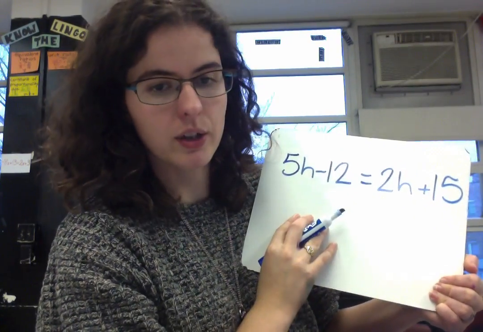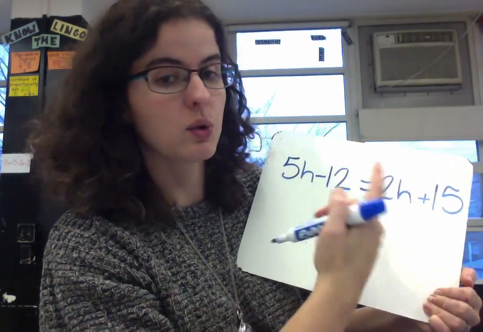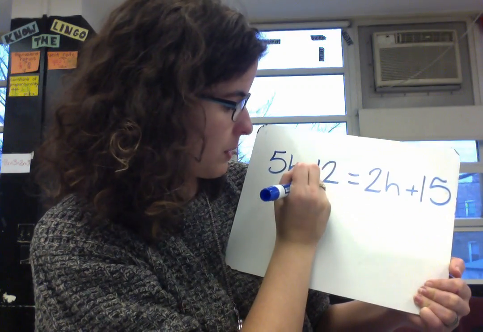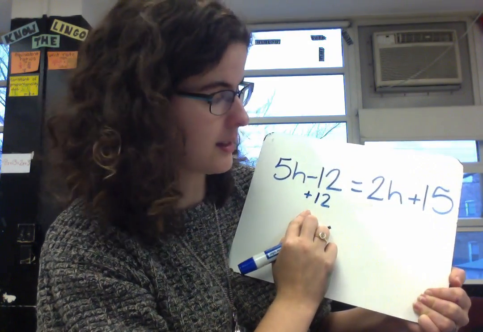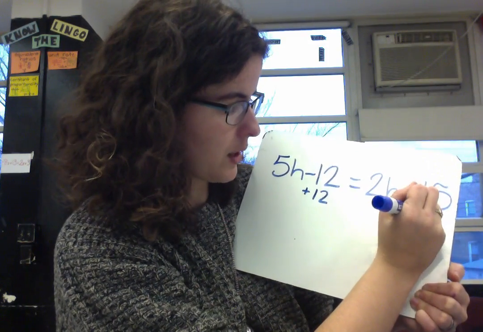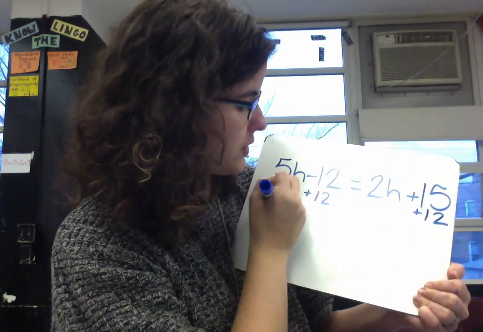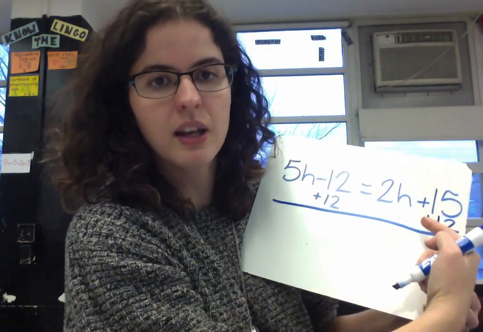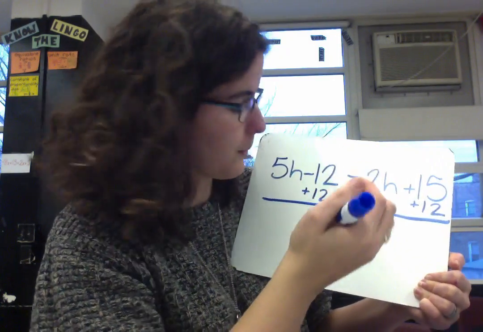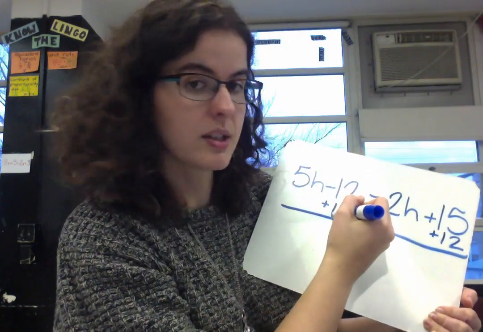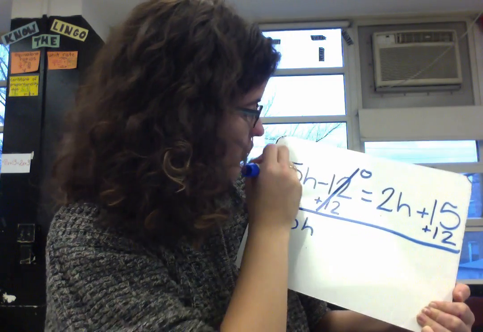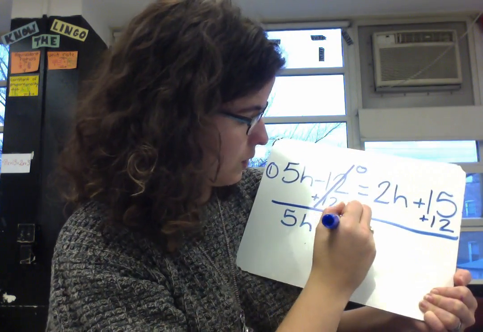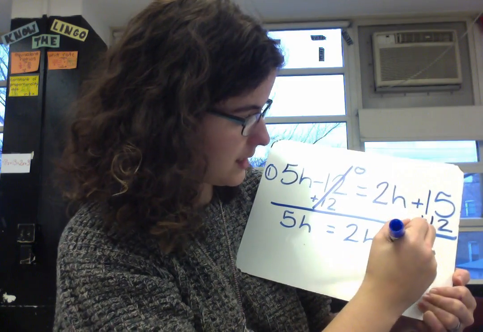So I've got my equation. The first thing we're going to do is add 12 to both sides. So I'm going to put that under this 12 because I know that that's what I'm trying to cancel out. And then I'm also going to put that under by the 15 because those are the straight up dollars that I'm going to be combining. So minus 12 plus 12 is going to cancel to 0. So now I just have 5h is equal to 2h's plus 27.